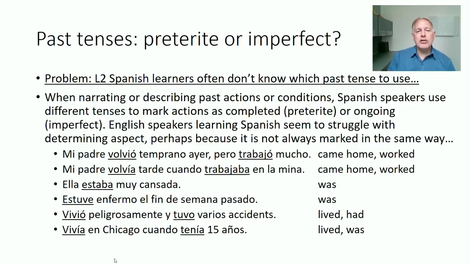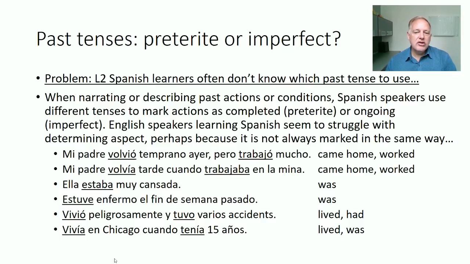Moving on, that one you're probably aware of. Another one that a lot of instructors and students know that folks struggle with is the distinction between the preterite or the imperfect. What's the problem? Well, L2 Spanish learners often don't know which past tense to use, right? When narrating or describing past actions or conditions, Spanish speakers use different tenses to mark actions as completed, preterite, or ongoing, right? Or repetitive in the past, imperfect.